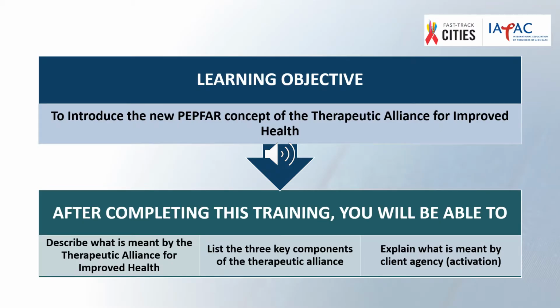The objective of this module is to introduce the new concept of the Therapeutic Alliance for Improved Health. After completing this module, you will be able to describe what is meant by the Therapeutic Alliance for Improved Health, list the 3 key components of the Therapeutic Alliance, and explain what is meant by client activation.